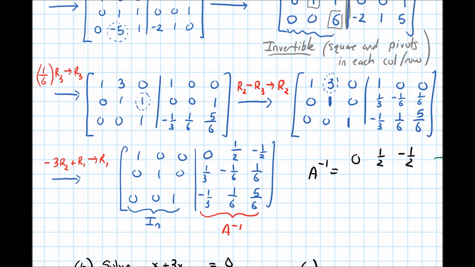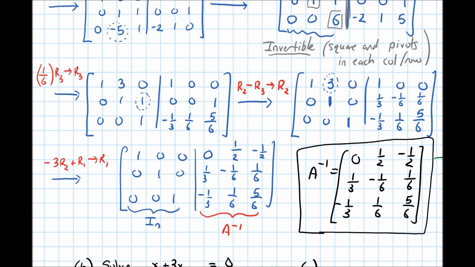Let me write out the other rows more quickly. Okay, so the other rows I've gone ahead and just filled in, but that's the formula for our inverse. So that's how we use this algorithm by row reducing to get a formula for the inverse, to figure out what it is.